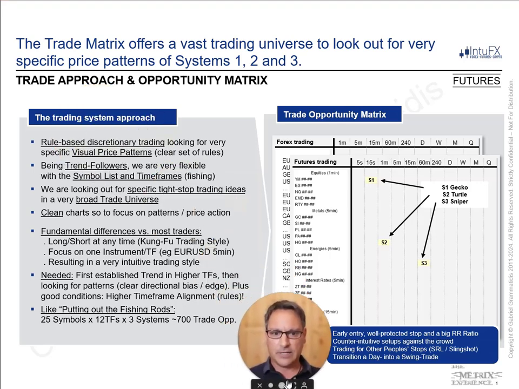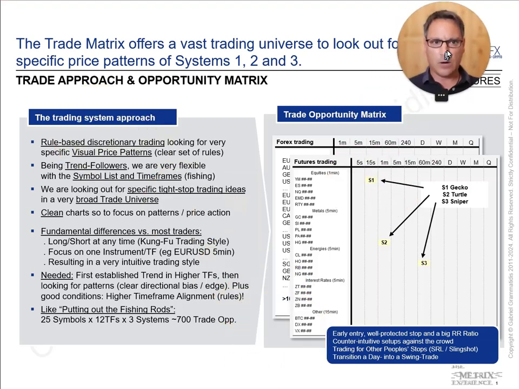All right, so let's first have a look at how our trading is organized. How do we trade? We are rule-based discretionary traders, and we're basically combining both, right? The rule-based world and the discretionary intuitive world, and have a trading style that is focused on visual pattern recognition. So we're following clear rules and following the visual patterns. So we are trend followers.